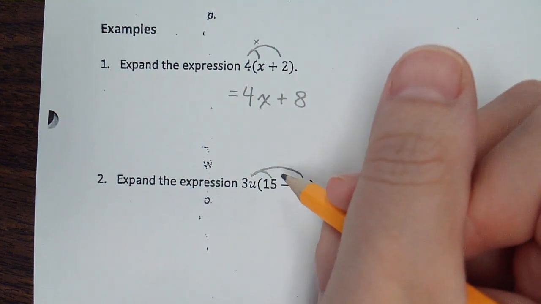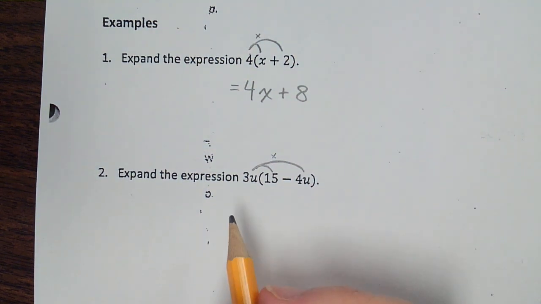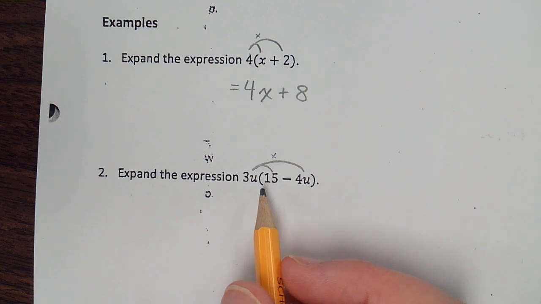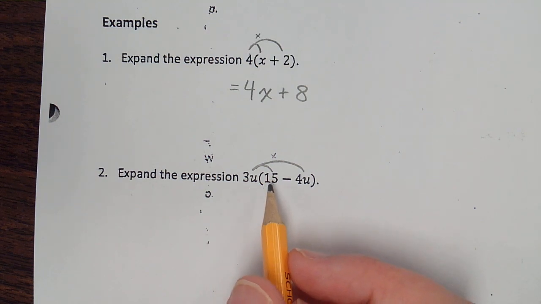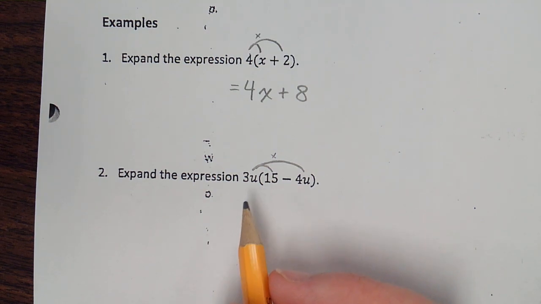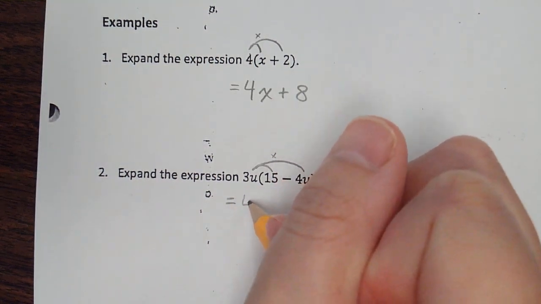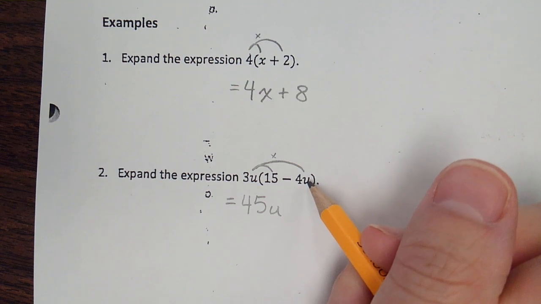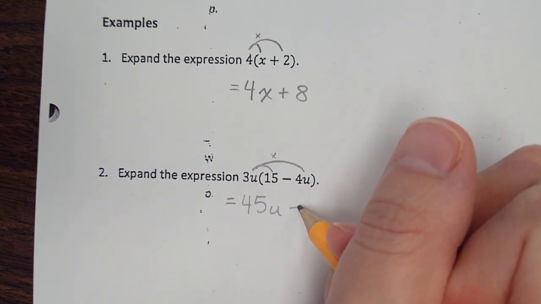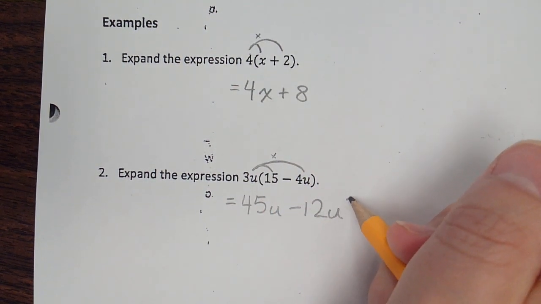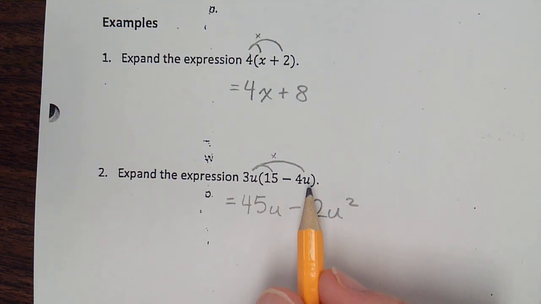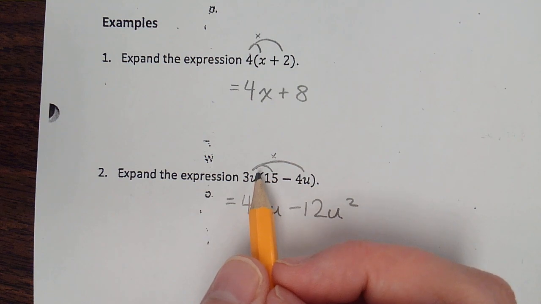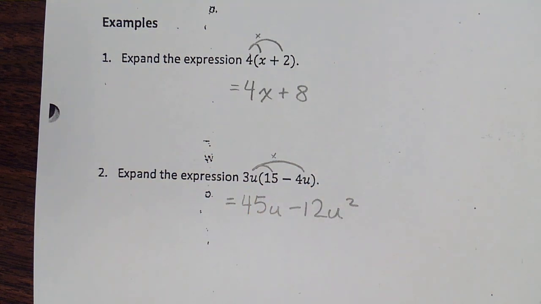That's it. Okay, what about this one? Again, I'm multiplying. So 3u times 15. 45u. And then what about 3u times negative 4u? Negative 12u squared. Good job. Okay. u times u gives you u squared because you add the exponents. 1 plus 1 gives you the 2.